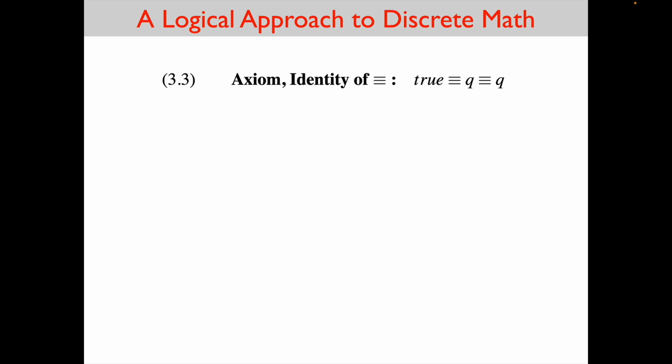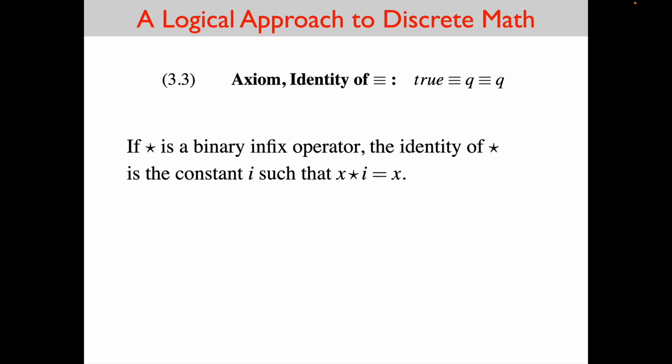Okay, so now our next axiom is an identity axiom. It is the identity of equivalence. So here is the concept in general. If star is a binary infix operator, the identity of star is the constant I such that x star I equals x. Now let's make sure that we understand the various parts of this definition of an identity.